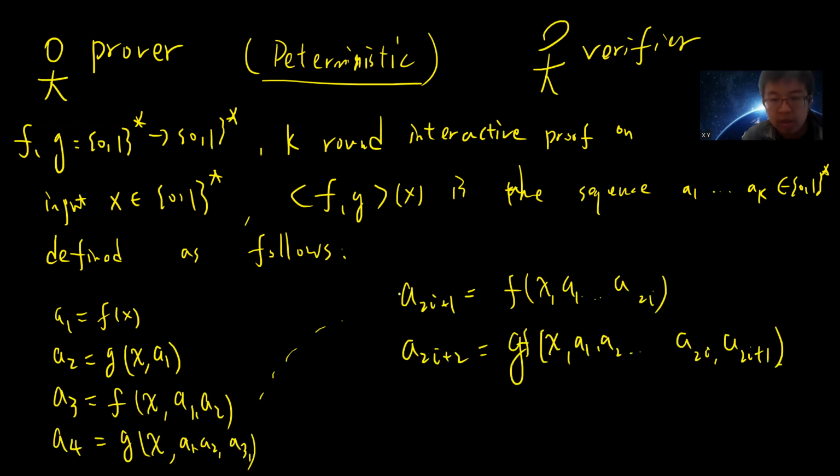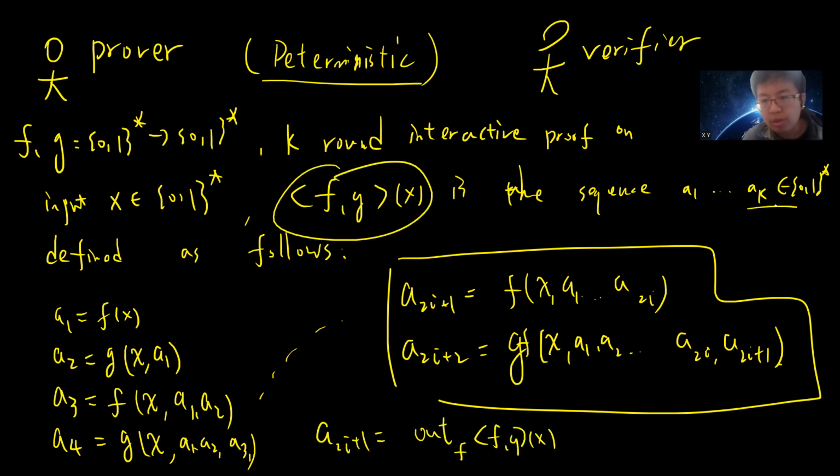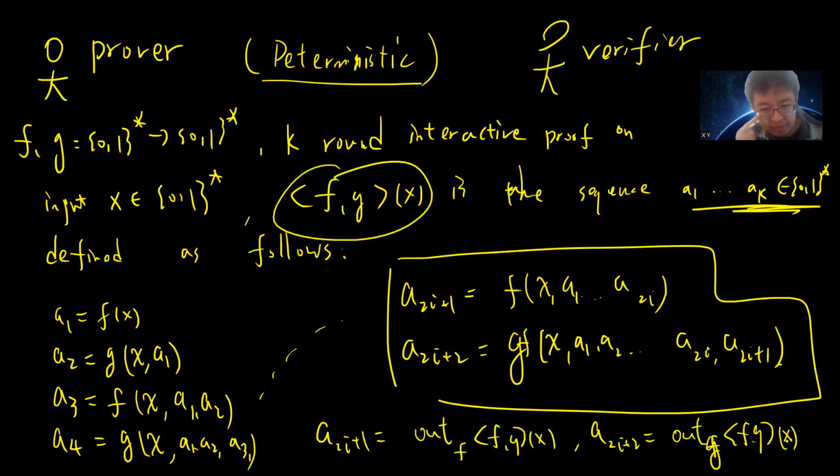This is the final round. Usually there's a notation for the final round: a_{2i+1}, called out of (f, g)(x). These are all the sequence, and a_{2i+2} by definition is called out_g(f, g)(x). This is basically the notation of the interactive proof. Now we can write down the definition. This is called a deterministic proof system.